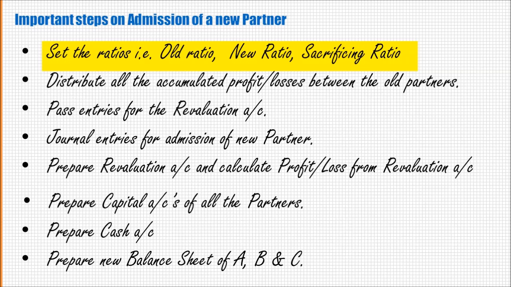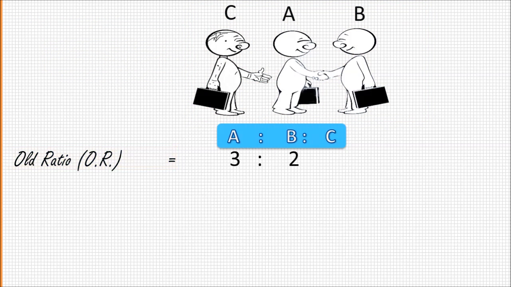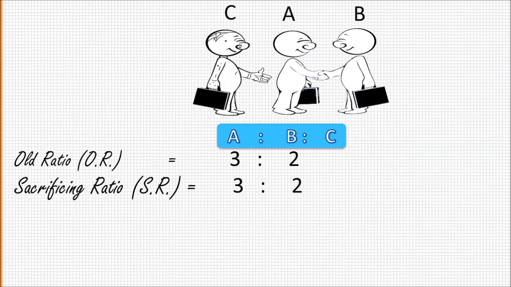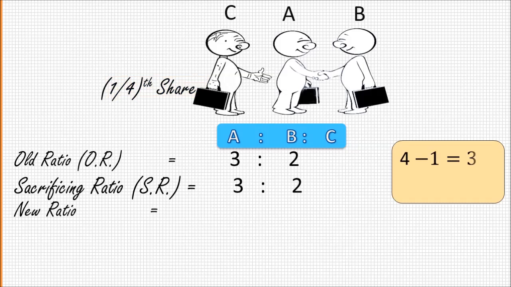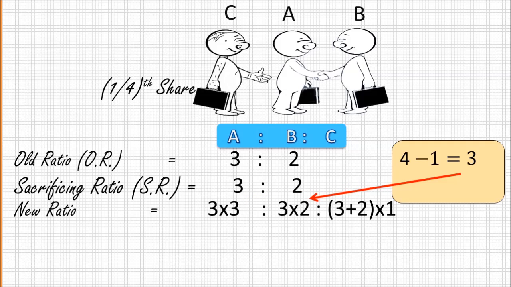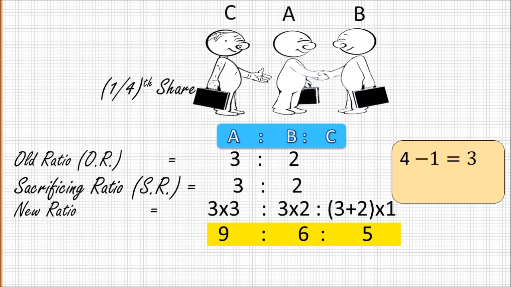So, first of all, we set the ratios. Old ratio 3:2. It has been given in the question. And the question is silent regarding other things. It means old ratio and sacrificing ratio are the same. So, sacrificing ratio will be 3:2. And the new ratio will be the difference between 1 and 1/4, that is the share of C. And the difference between 1 and 1/4 is 3/4. So, 3 multiplied by 3 is 9, 3 multiplied by 2 is 6, and the total of 3 and 2 is 5, 5 multiplied by 1 is 5. So the new ratio will be 9:6:5.